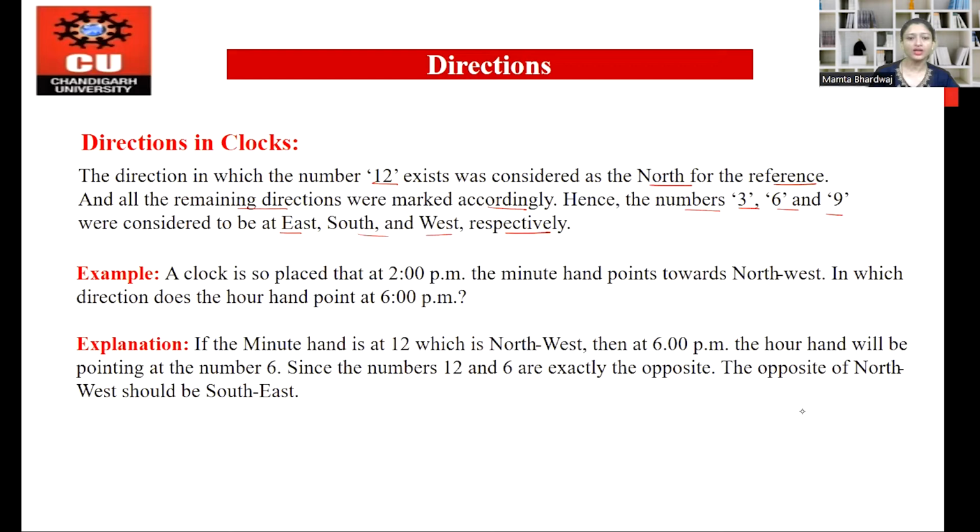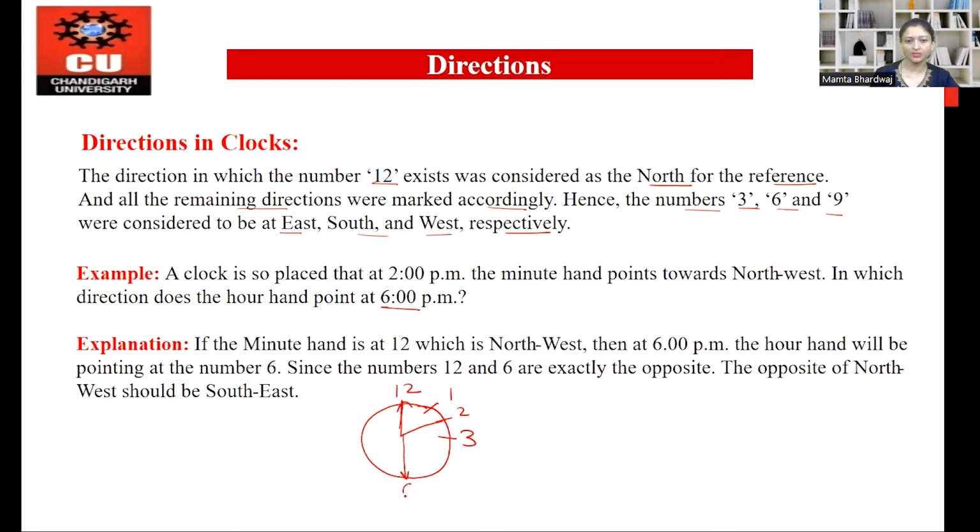A clock is so placed that at 2 p.m., the minute hand points towards northwest. So in which direction does the hour hand point at 6 p.m.? At 2 p.m., this is 3 and this is 12, let's say 1 and 2. The minute hand points towards northwest, so the minute hand will be at this place. It means this is the north. So in which direction does the hour hand point at 6 p.m.?